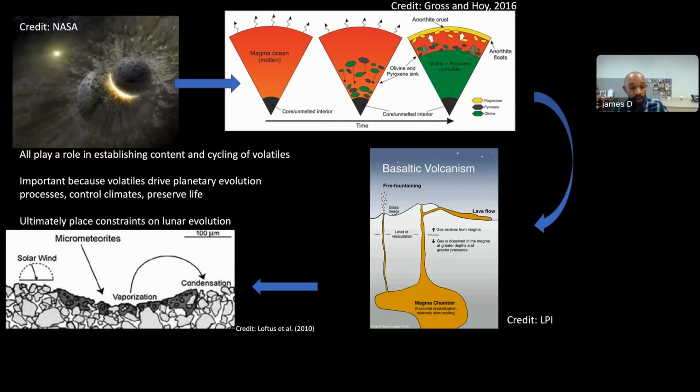Now, what's important about each and every one of these stages is that they play a significant role in establishing the contents and the cycling of volatiles. And it's important that we understand the volatile contents and how they're cycled because volatile elements on planets drive planetary evolution, and they also control climates and are, at least for Earth, super important for the preservation of life. And ultimately, as we place constraints on volatile contents and how they're cycled, we can determine various processes associated with the evolution of the moon.